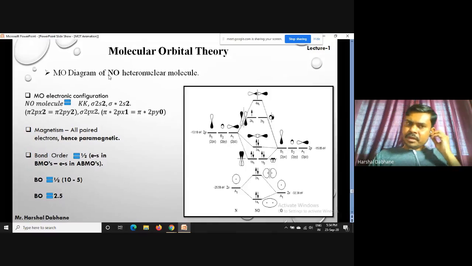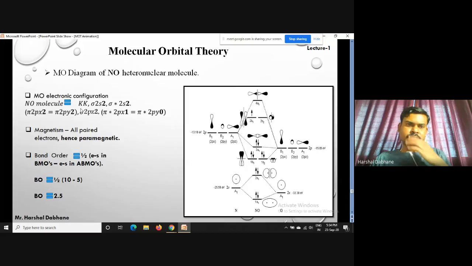When we try to construct the diagram of the NO molecule, we just consider their 2s and 2p orbitals. We are not going to consider the 1s orbital because instead we can write down KK over here. KK means it is a non-bonded orbital. Why do we write down KK? Because it can represent the 1s orbital. So that's why we write down KK over here.